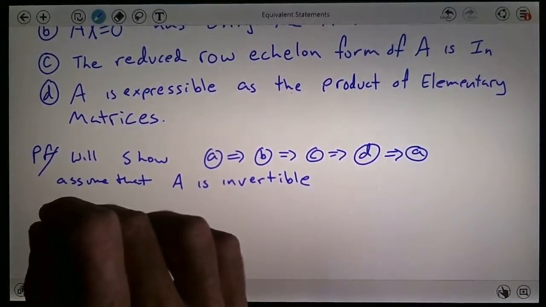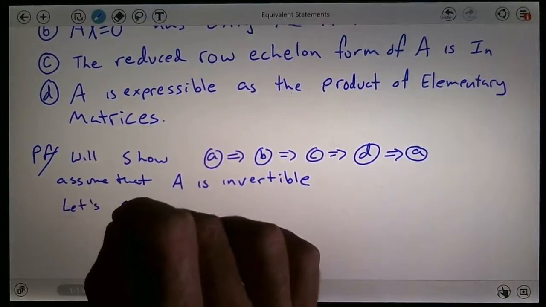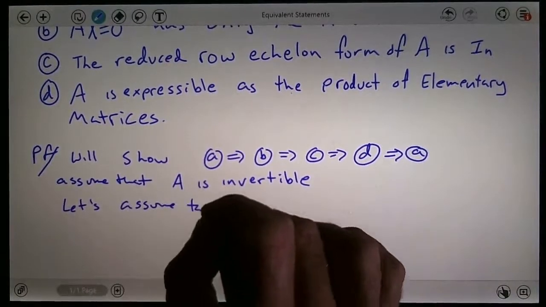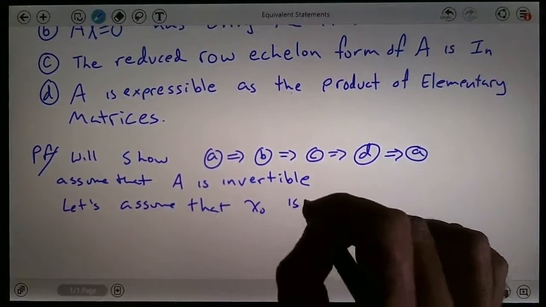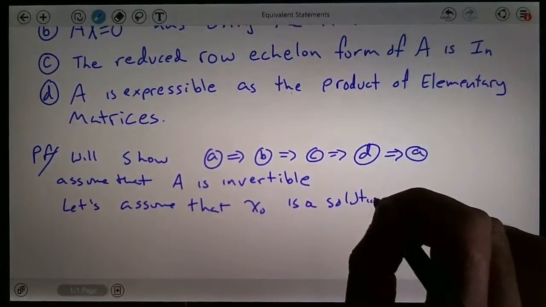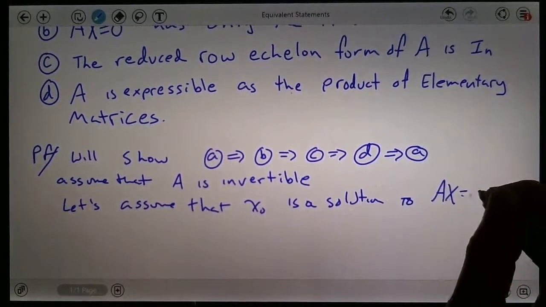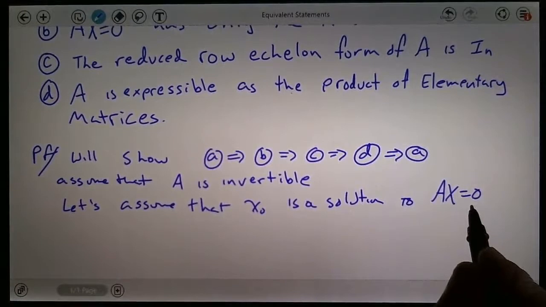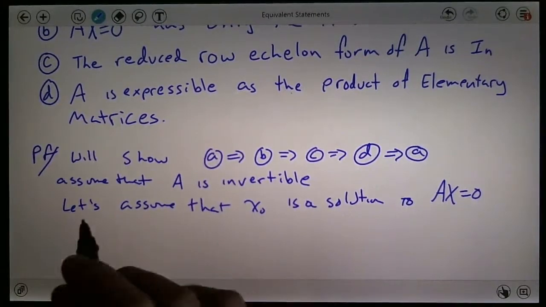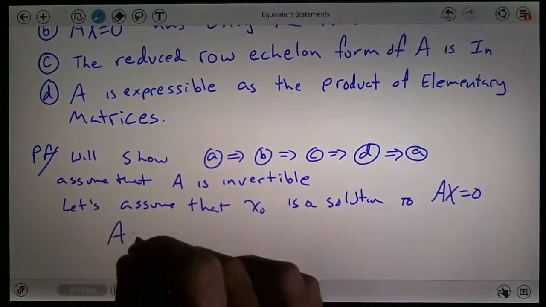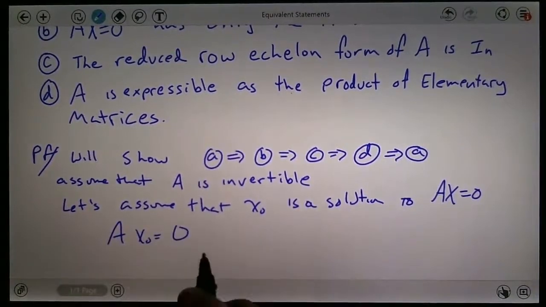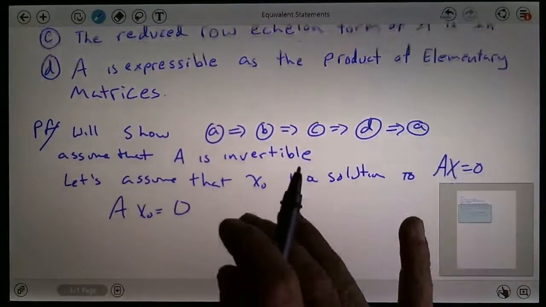So let's assume that x0 is a solution to AX equals 0. So assume I have a solution to the homogeneous system. What I want to show is that it's got to be the trivial solution. I mean, I know that the trivial solution is a solution here. So if I have any other, let's show that it's trivial. So to say that this is a solution means that AX0 equals 0.